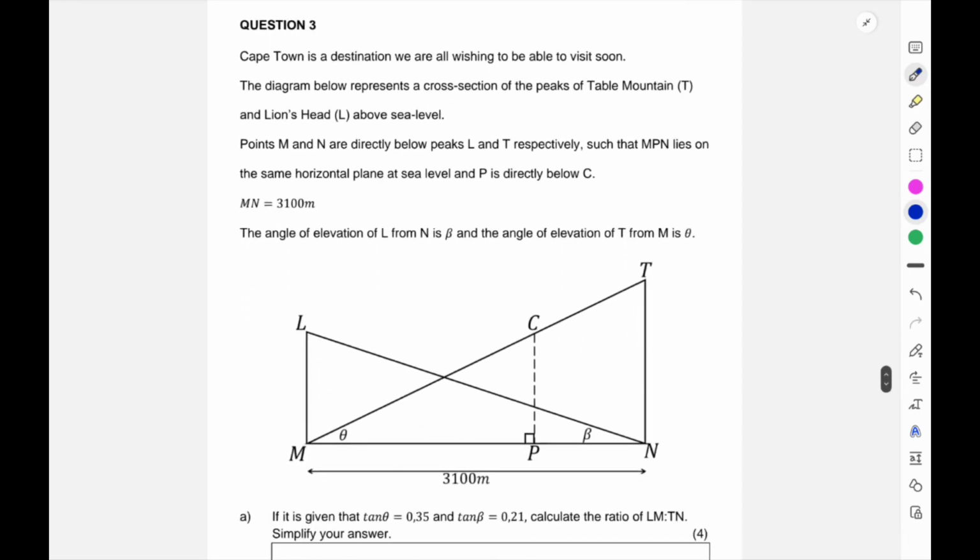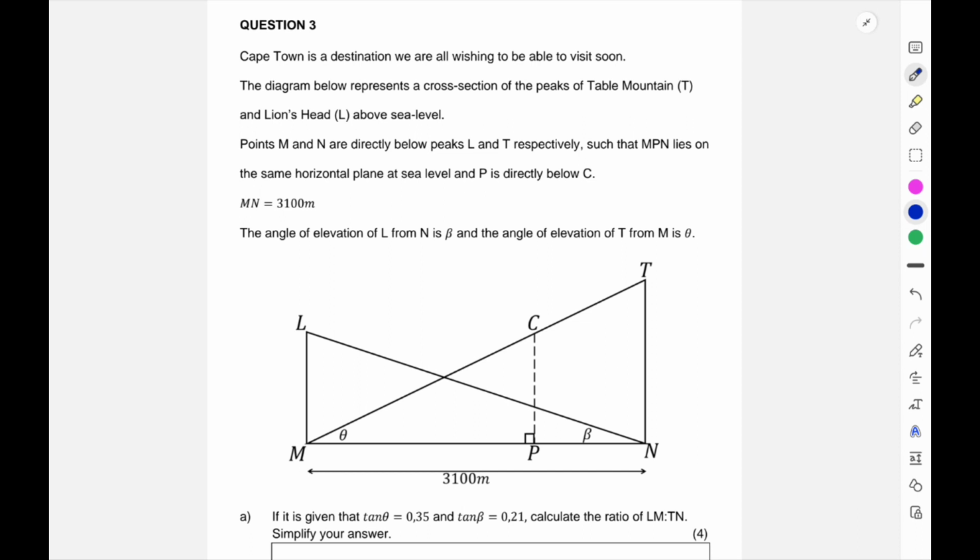Then, question 3, the mother of all. Okay, Cape Town is a destination we wish we could all go visit soon because Cape Town is so lovely. If you are from Cape Town, give us a holler, give us a hey.